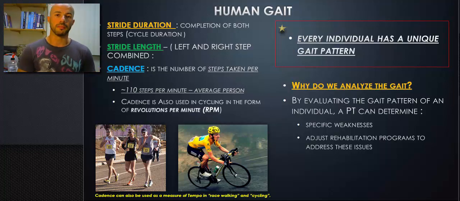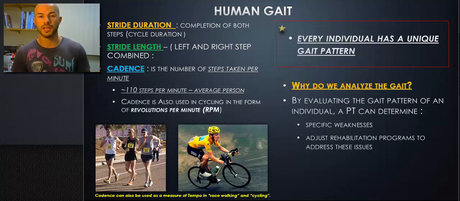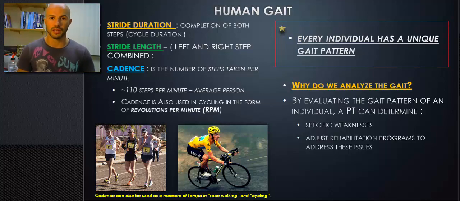Cadence, which is actually important in many sports like race walking or cycling, is the number of steps you take per minute. That's called the cadence. In race walking, if you know the race walk, they're not allowed to run, so at any time of the walk, one foot should make contact with the ground. That's called race walking.